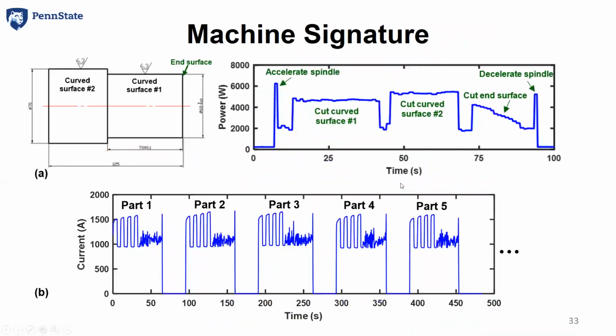So this is a CAD model, and we have the end surface and curved surface 1, curved surface 2. And this is a real world signal. Every time we extrude a spindle, we see the signal variations. Then we see the curved surface 1, surface 2, and then we cut the end surface. Then we decelerate the spindle at the end of the manufacturing cycle. Those, we call machine signatures. And also, this is a machining process.